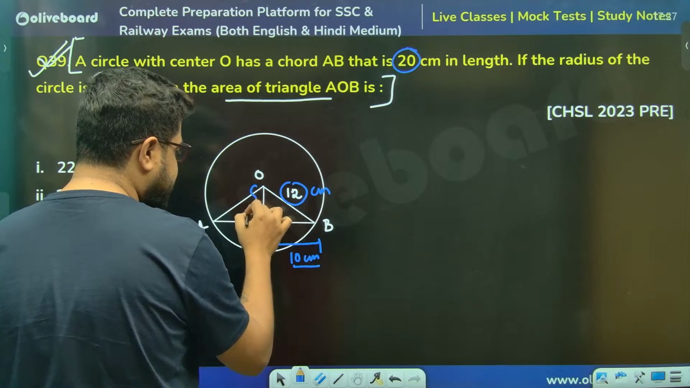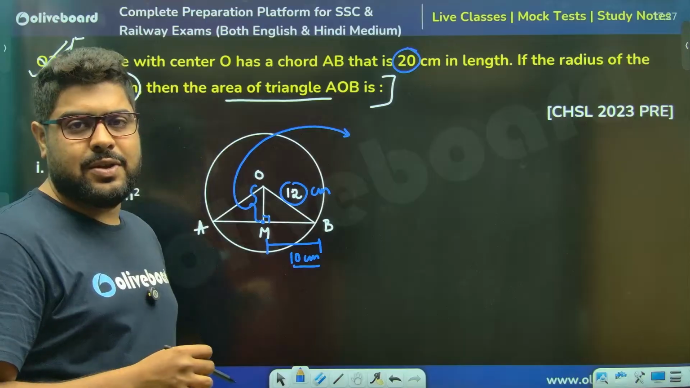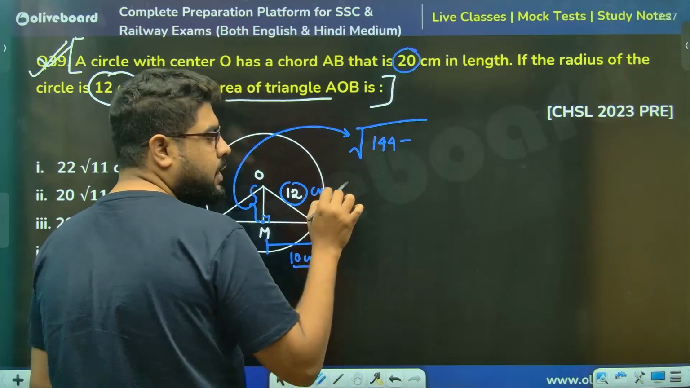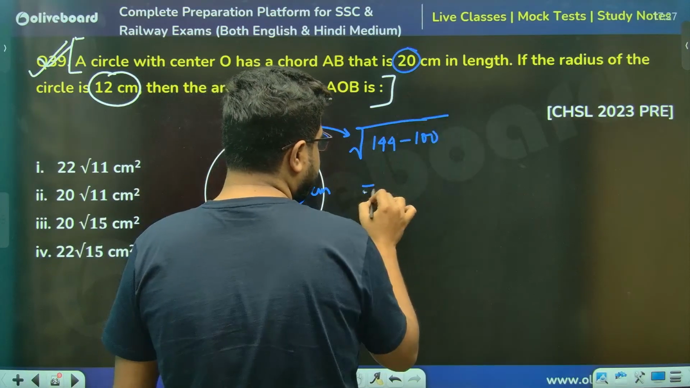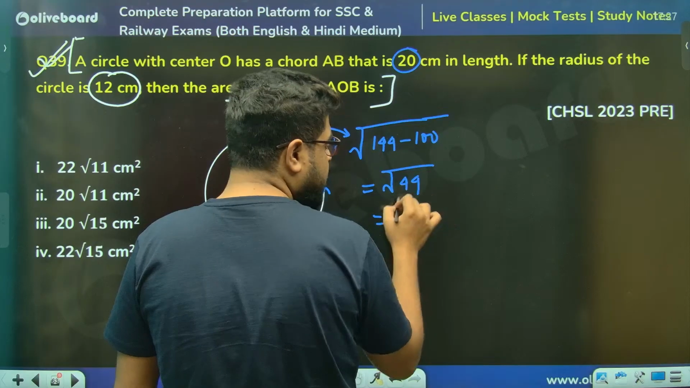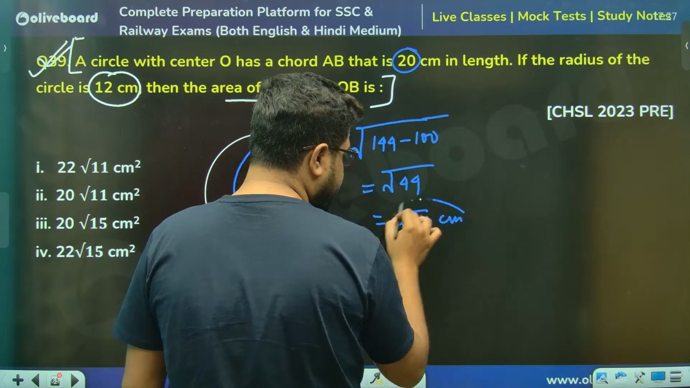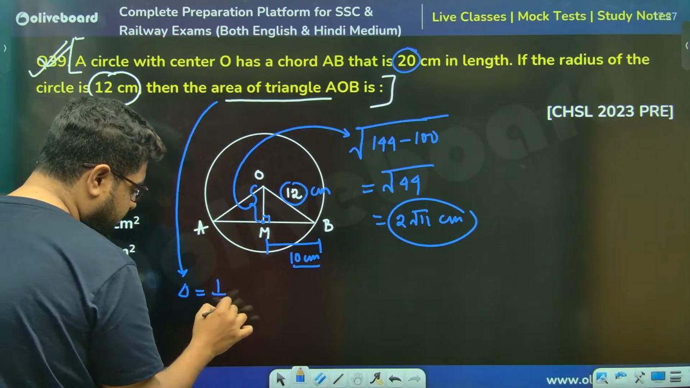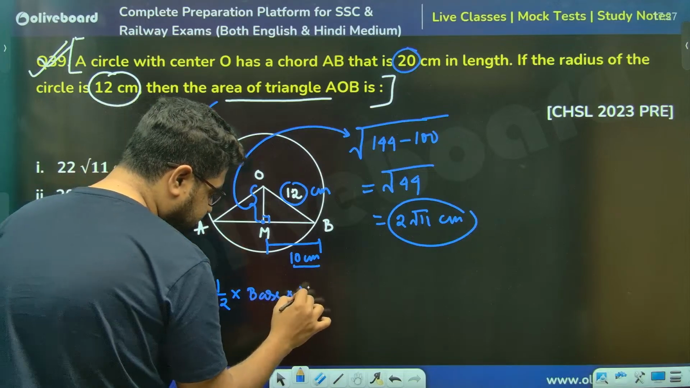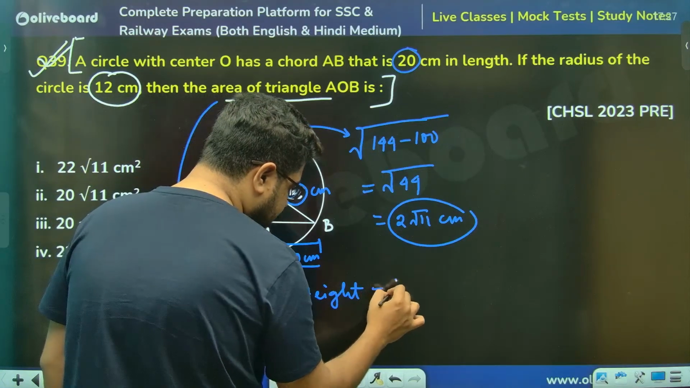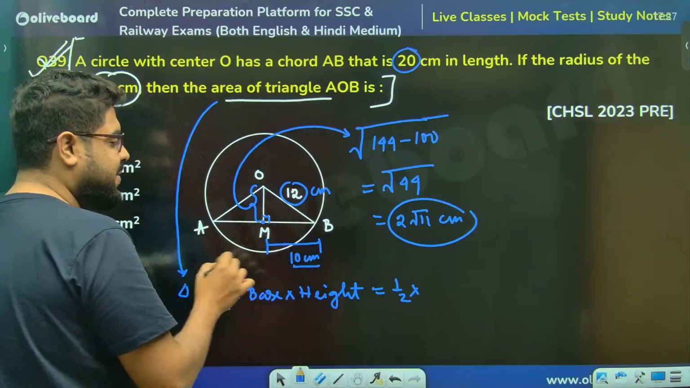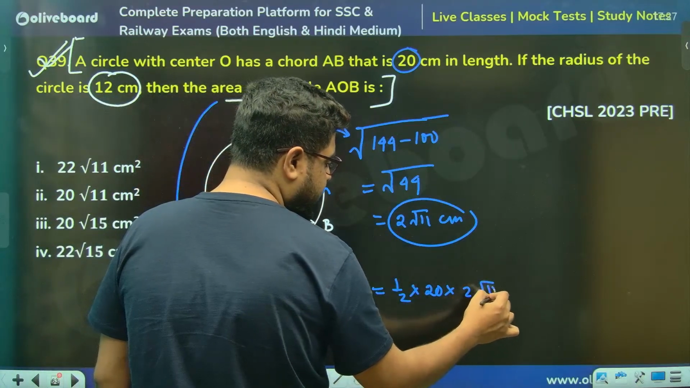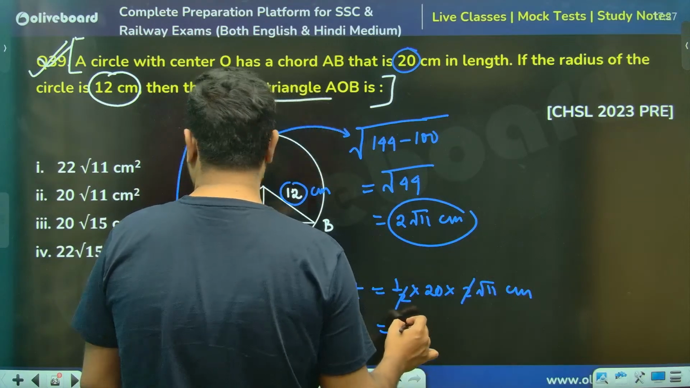So can anyone tell me what is the value of OM, sir? OM is root over of 12 square, 144, minus 10 square, that is 100. So that is root over of 44. 44 means 2 root 11. That is the value of OM. Now they are asking area of the triangle. Area is always half into base into height. What is base? Base is AB, that we know is 20. What is height? Height we just figured out, 2 root 11. 2 cancels. 20 root 11.